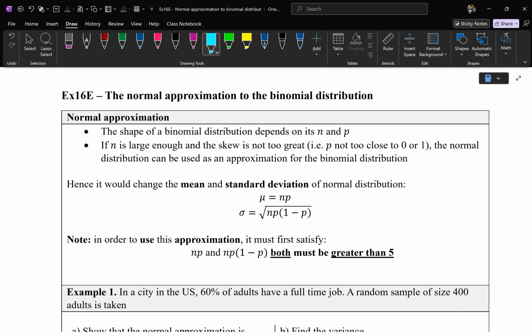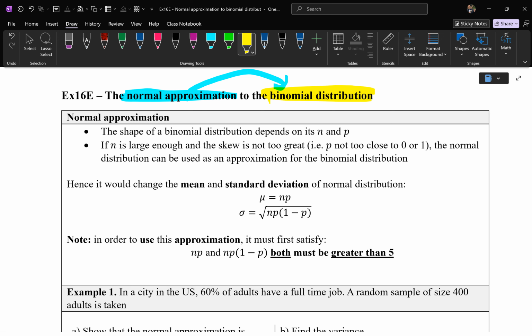Now, because it's continuous data, in this exercise we're going to be looking at: when you have discrete data, can you use normal, which is continuous, to approximate for discrete? Yes, you can. You can use a normal distribution to approximate discrete data, but there's a particular situation, and that situation is when the sample size or the population is large.